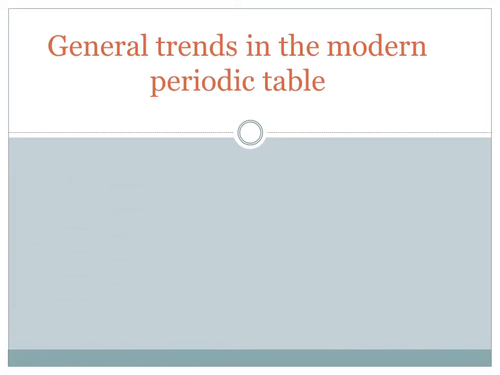Today we learn the general trends in the modern periodic table. First, let us study about number of shells and valence electrons.